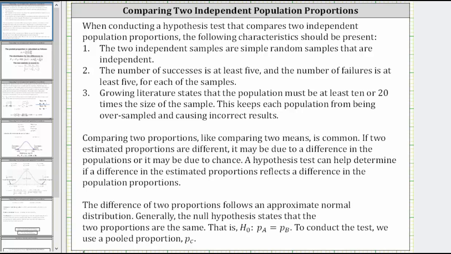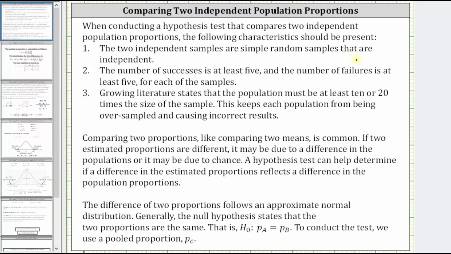Welcome to a lesson on how to conduct a hypothesis test comparing two independent population proportions. When conducting a hypothesis test that compares two independent population proportions, the following characteristics should be present. Number one, the two independent samples are simple random samples that are independent.